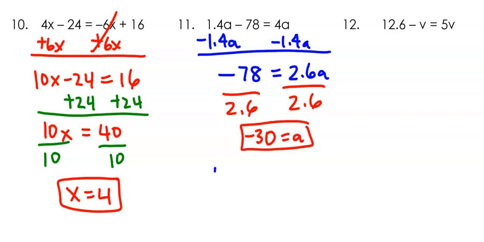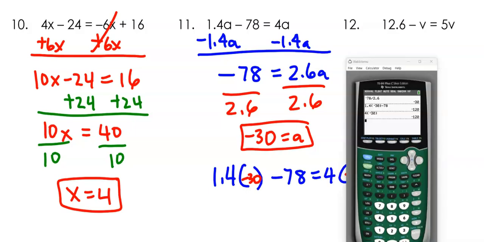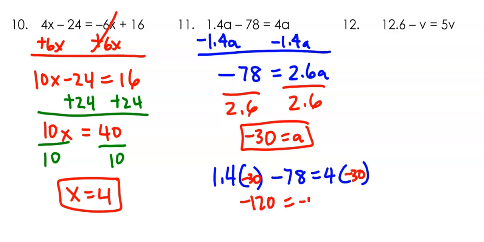And this one I'm going to show you the check step again. You take your variable from your original equation and you remove it, erase it, and replace it with your answer. Then you pick up your calculator and you check both sides. So 1.4 times negative 30, parentheses, minus 78 is negative 120. And then the right side, 4 times negative 30. Excellent. So we got negative 120 equals negative 120, and that check step computes.